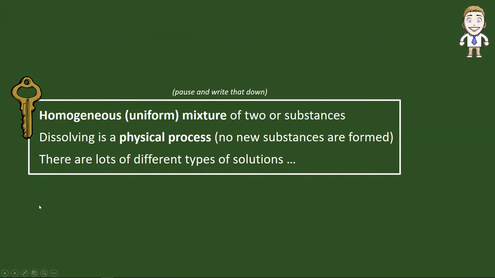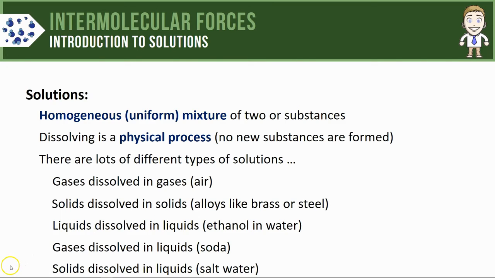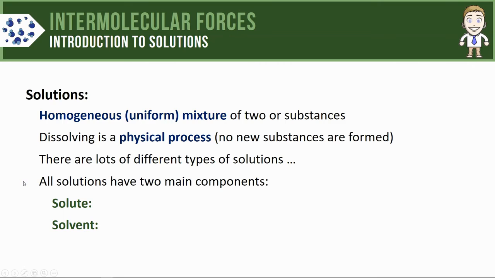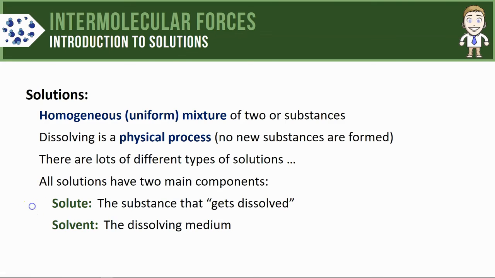Make sure to pause and take some time to write down these key ideas. Let's close the video by clarifying that all solutions have two main components and some of the vocabulary that goes along with them. I'm talking about solute versus solvent. You can think about the solute as the substance that gets dissolved. This is not a super sciencey definition, but it'll help you understand and identify which is which. The solvent is the dissolving medium, and a helpful way to remember the difference between the two is by using the sentence, "The solute dissolves in the solvent."